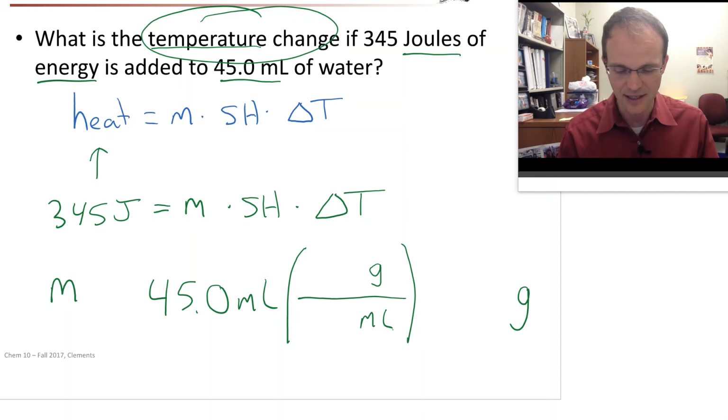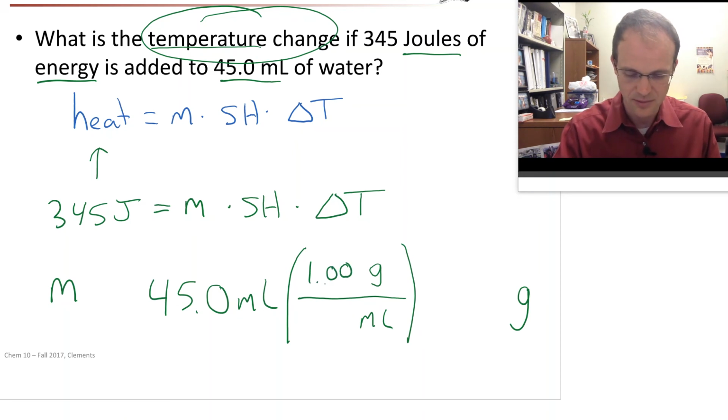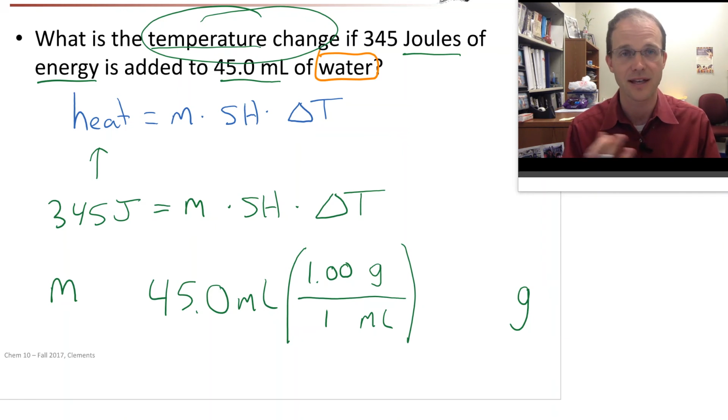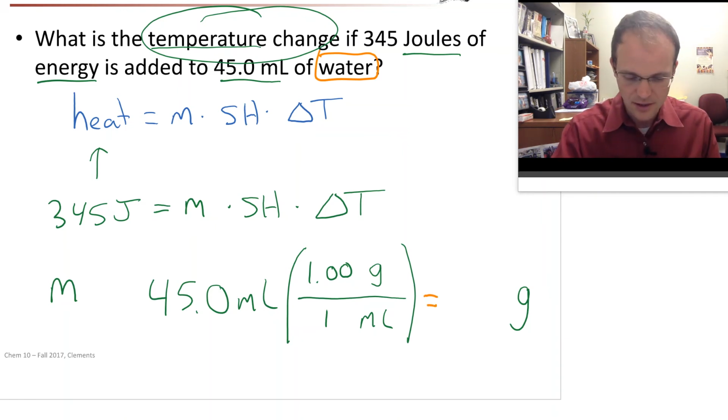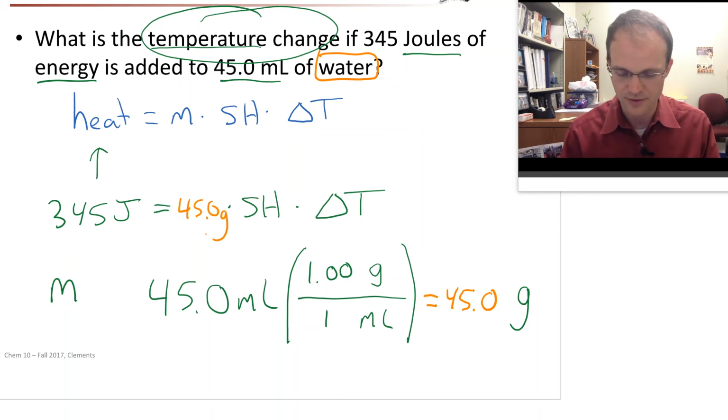That's a density. In my class, I asked you to memorize that the density of water is 1.00 grams per milliliter. We have water up here. Anytime you see the word water, that is a key word for you, and you should be able to think about things like its density. So if you do that out, you get 45.0 grams of water. We can substitute that in our equation up here. I'm going to delete the m, and put in 45.0 grams of water.